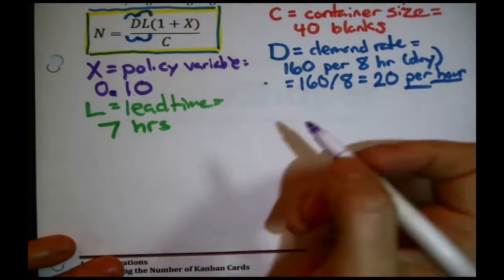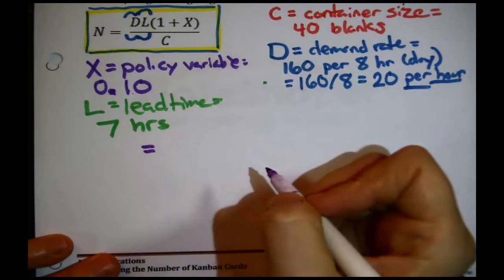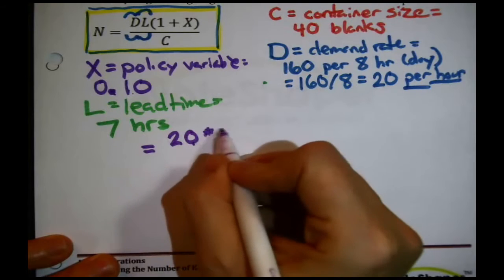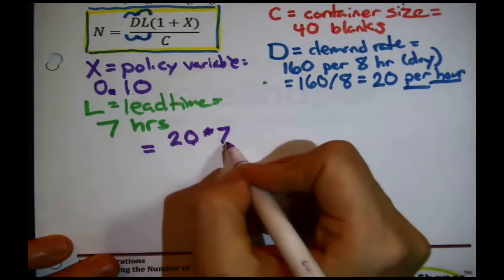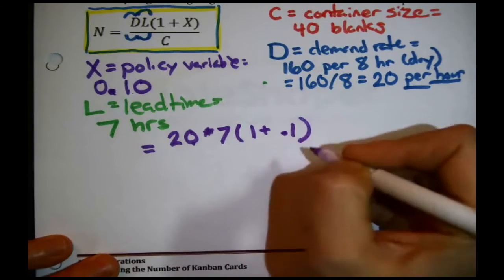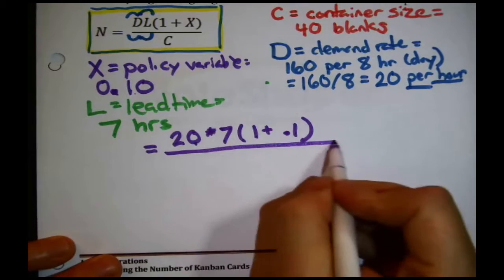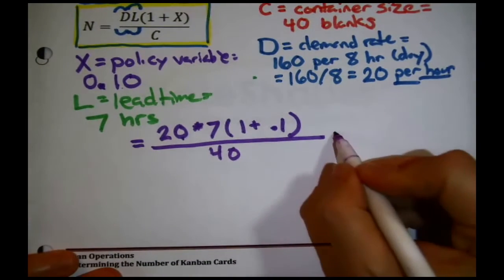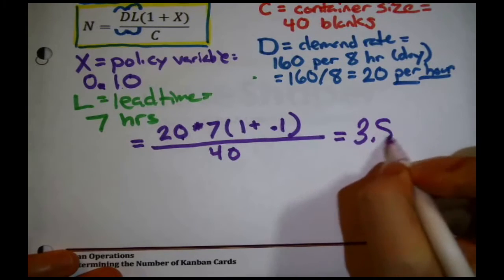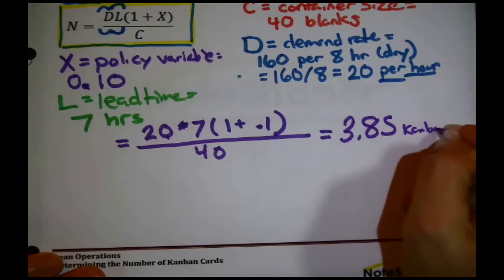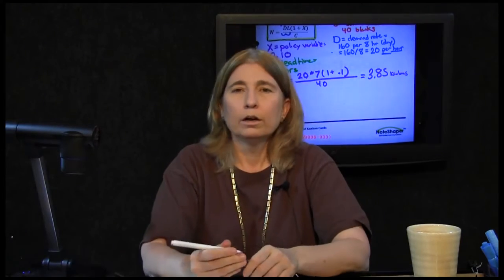So anyway, what is the result? D, 20 per hour, times L, 7 hours, times 1 plus 0.1, divided by C, the container size. I get 3.85. 3.85 Kanbans or bright orange tags. That's the result of the formula.